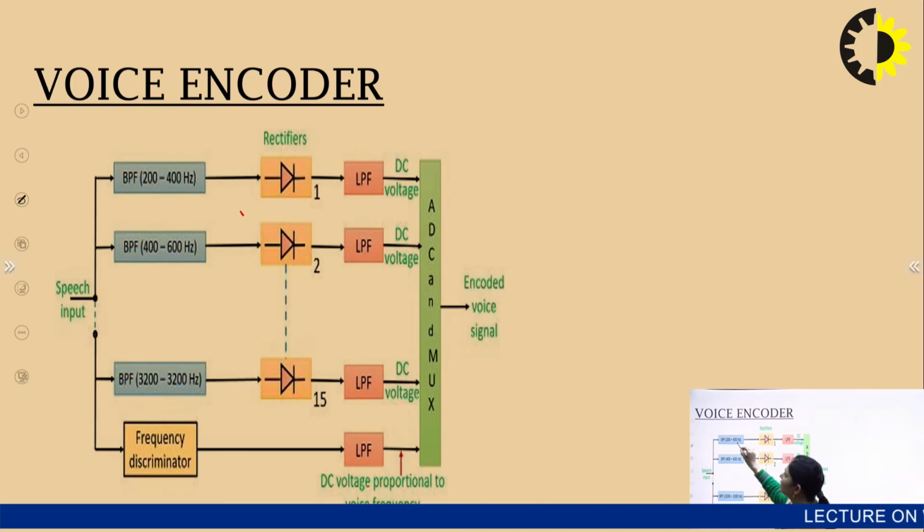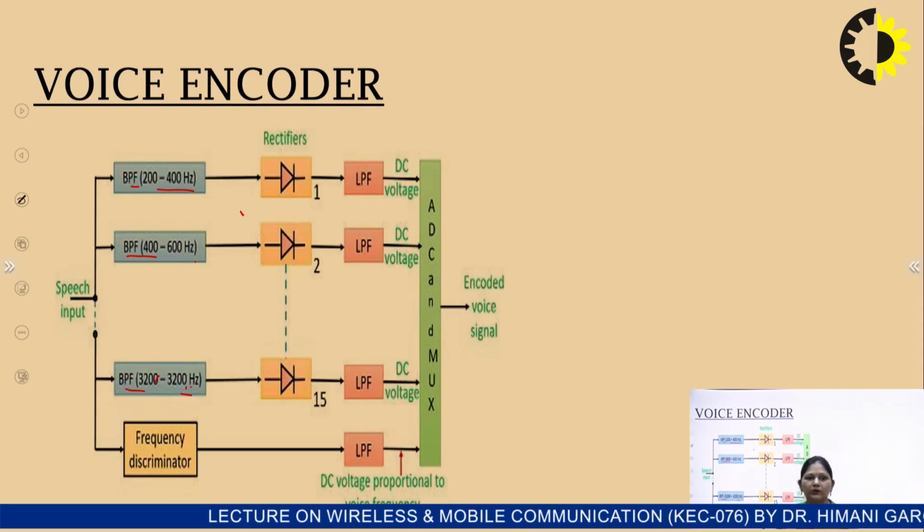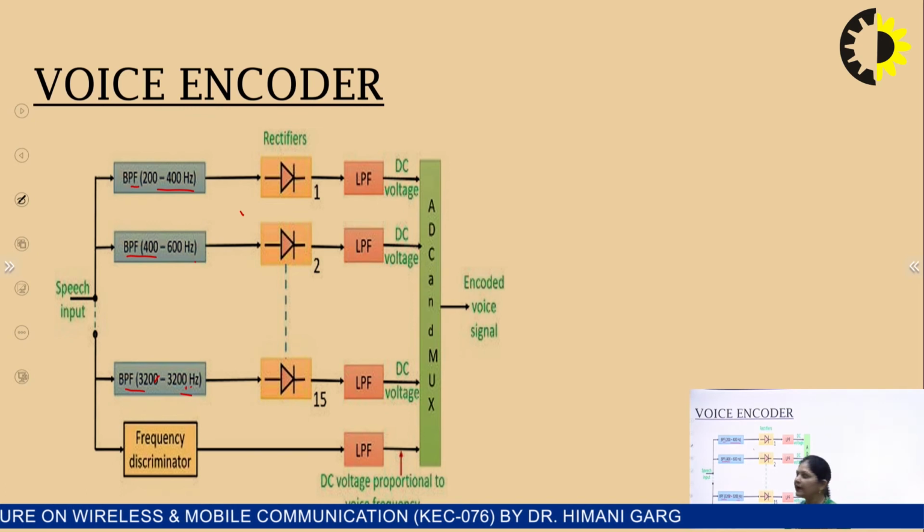So you can see there are band pass filters of different ranges, 200 to 400 Hz, 400 to 600 and 3200 Hz. This is written wrong. So this is around 3200. As we have already seen that maximum frequency that can be produced is 3200 Hz. So these are all band pass filters.